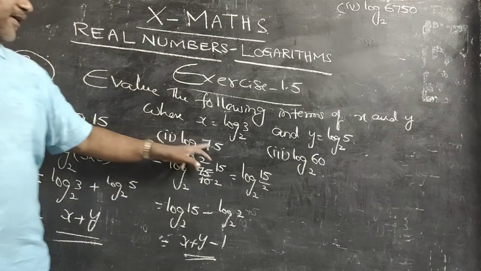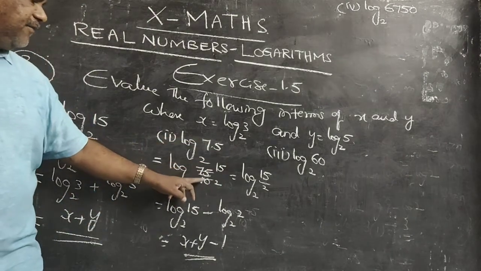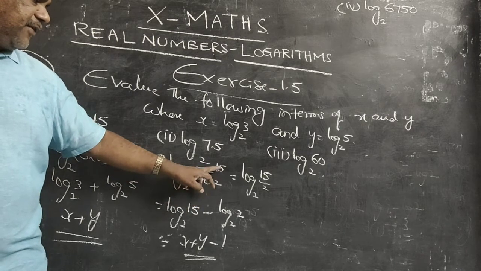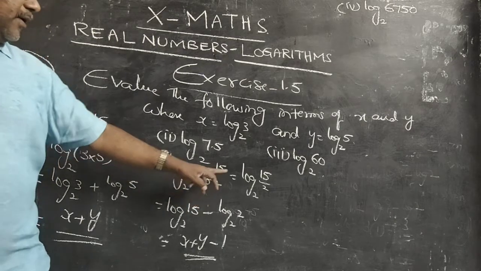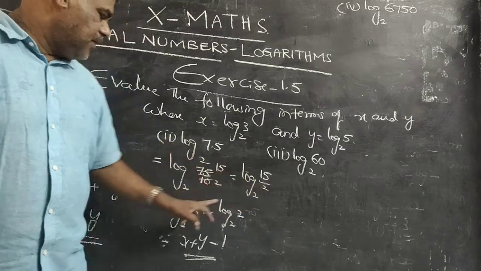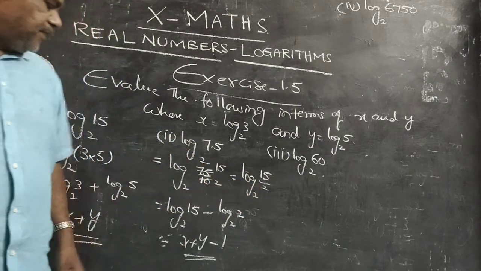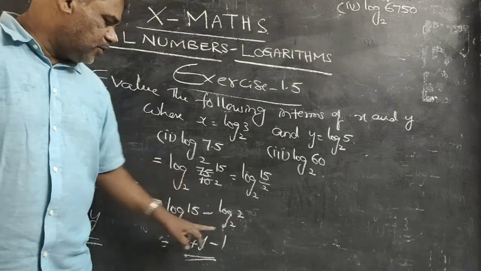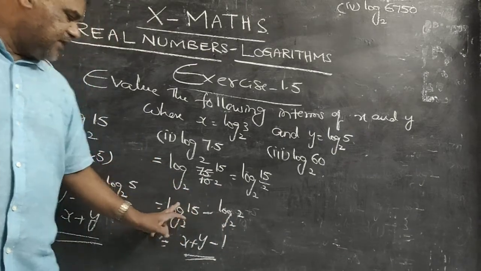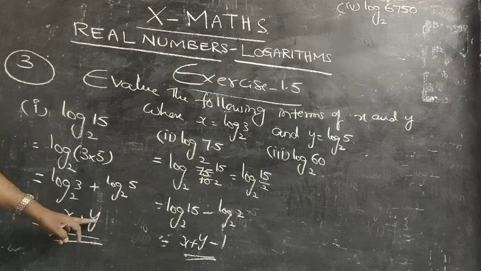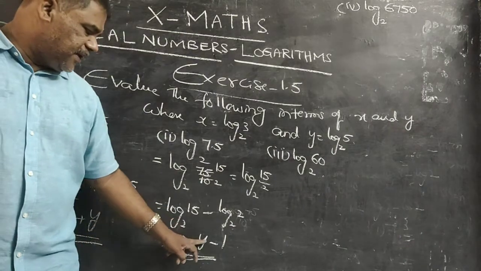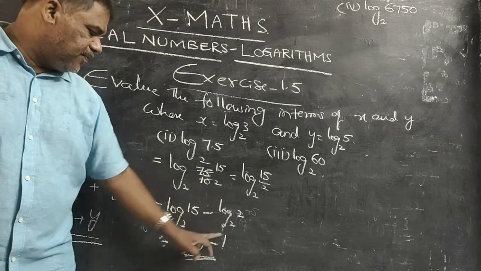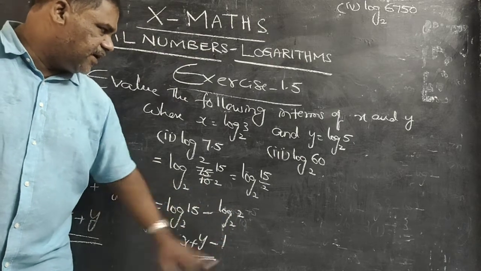So first, 7.5 you write as 75 by 10. You cancel by using the 5 table. 5 15s are 75, 5 2s are 10, so 15 by 2. Log a by b is log a minus log b. Now it is log 15 base 2 minus log 2 base 2. Log 15 base 2 we just calculated, it is x plus y. In terms of x and y it is x plus y minus 1, since log a base a is 1. So the answer is x plus y minus 1.